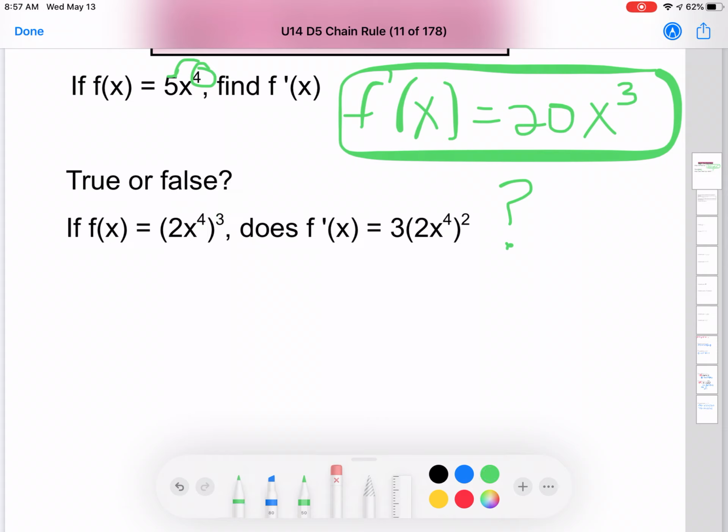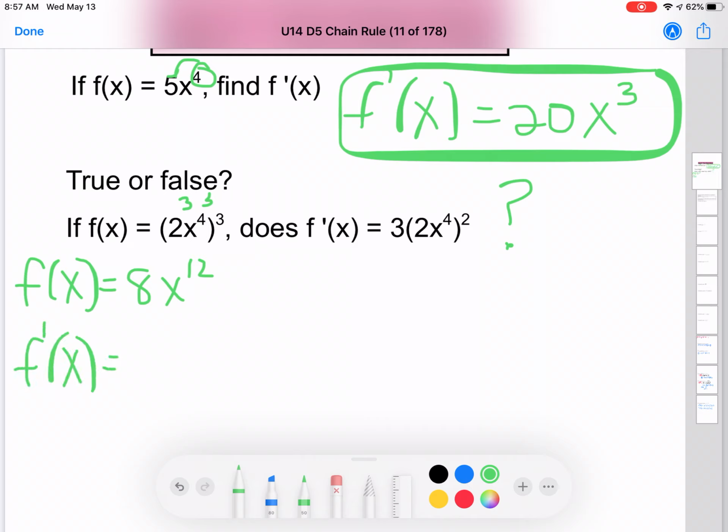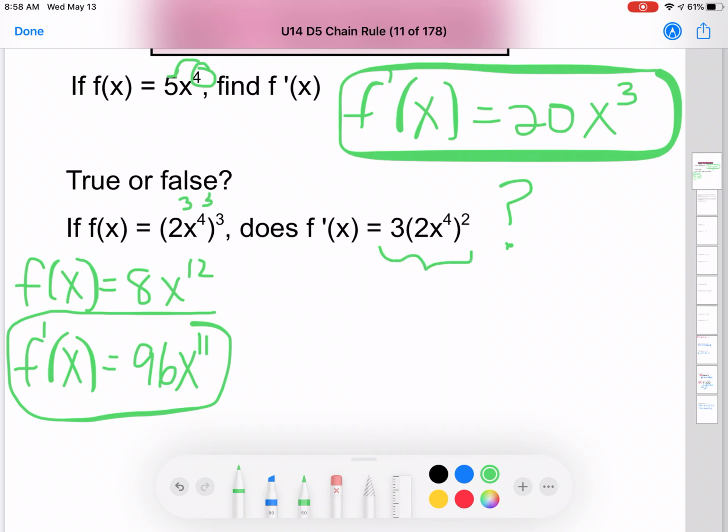All right, well, in order to figure out if it is true or not, let's take f of x, and let's do PPM, power to a power means multiplied. Let's give this power a 3 to everybody, right? So 2 to the third is 8, and then this is x to the 12th, right? Now let's use the power rule. 12 times 8 is 96, and decrease the power by 1. Okay, so we know that this is the derivative, right? So let's do this out right here. Let's do this out and see if it's equivalent to 96x to the 11th.